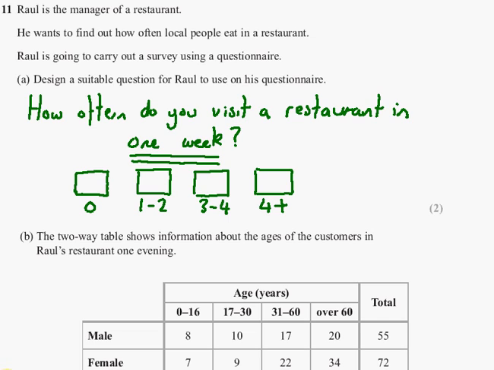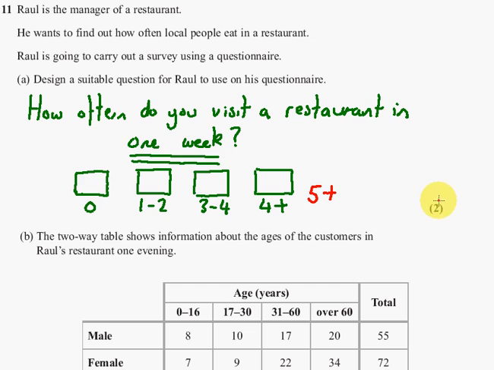Now if I accidentally put 5 plus, which is a very common mistake, then I haven't given an option if they visited a restaurant in 1 week 5 times, because 5 plus means more than 5. So I'll have 0, 1 to 2, 3 to 4, and nowhere to put 5, and more than 5 would be this box. So that's a really common mistake, so just be careful.